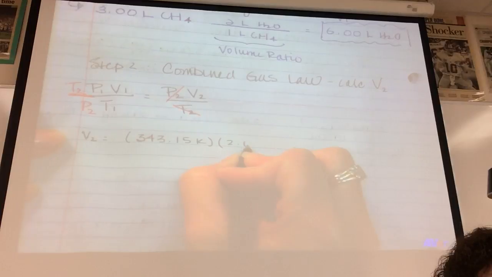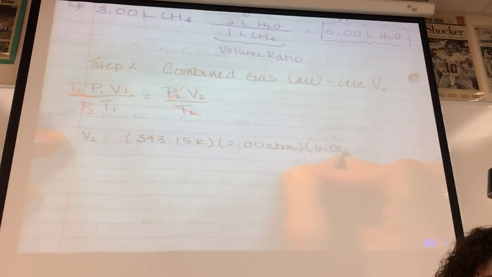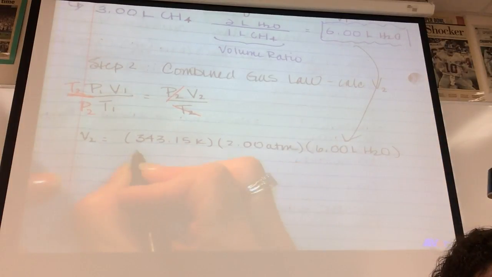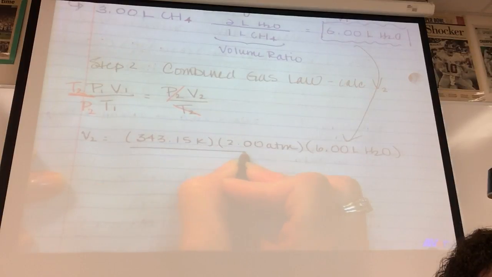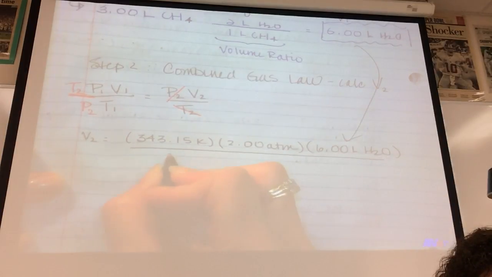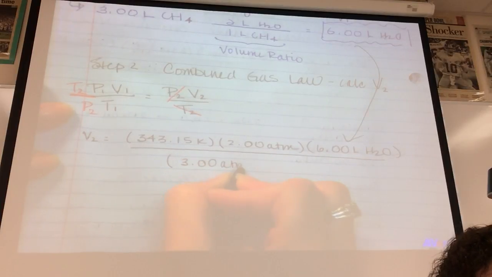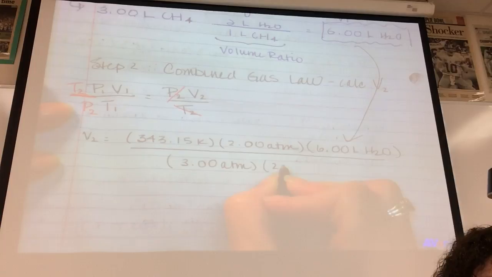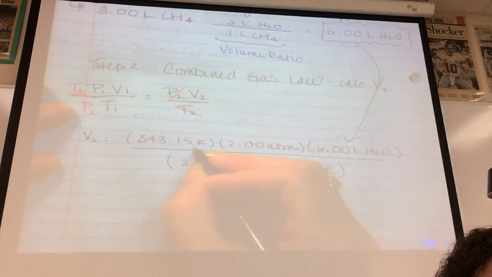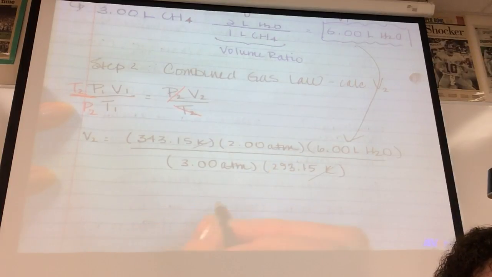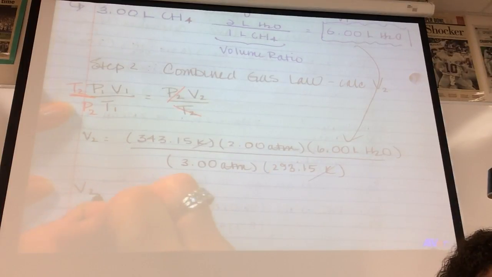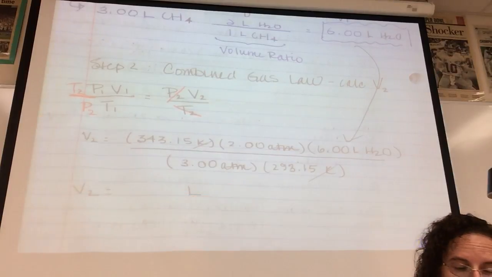The P1 is 2 atmospheres. Be careful with the V1. That's what you got from here. And a lot of kids will do that, and then they won't use it, and that makes a mess. Be careful. Your P2 is 3 atmospheres, and your T1 is 293.15 Kelvin. The Kelvin cancel, the atmosphere cancels. You're left in a volume unit, which is a good sign.